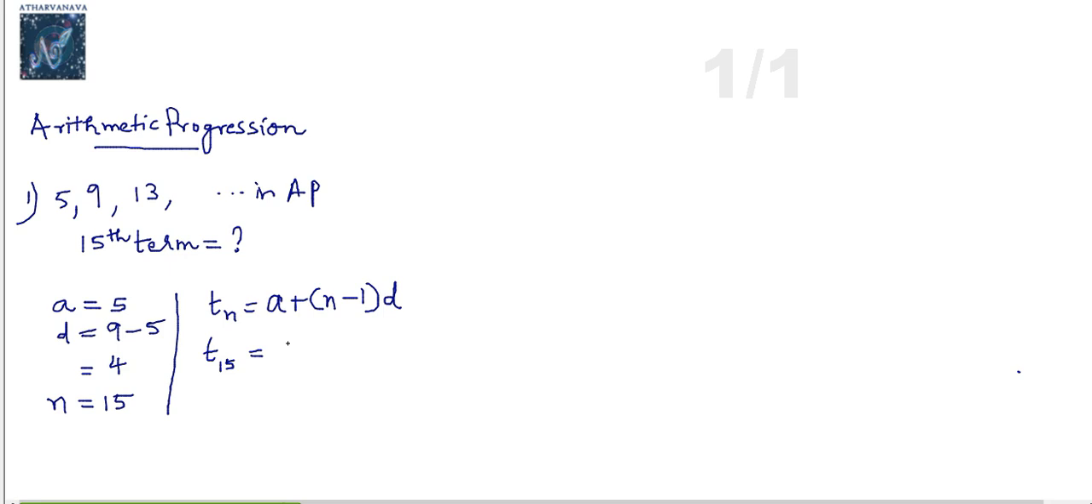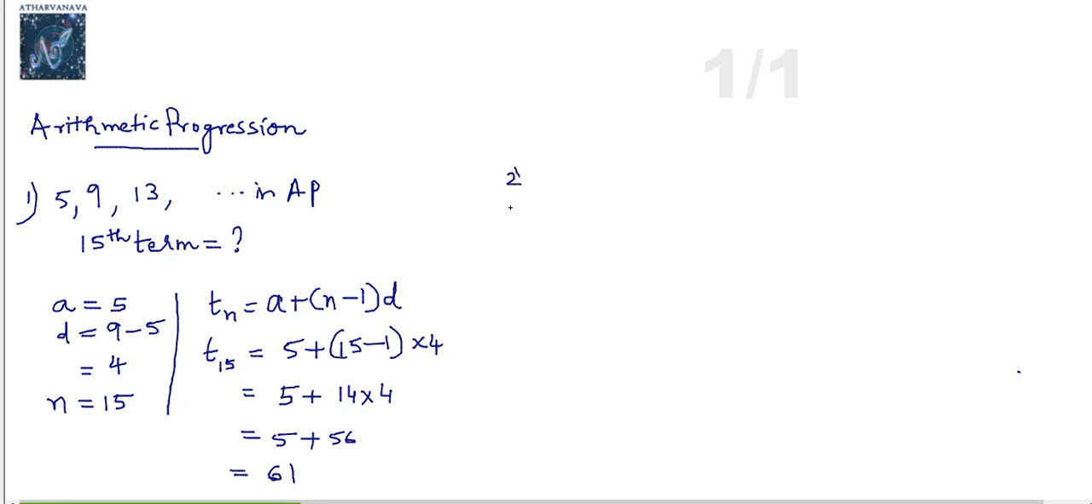So T15 is equal to 5 plus (15 minus 1) into 4. Okay, so BODMAS rule, please remember that. So 14 into 4. 14 into 4 is, 4 fours are 16, 4 ones are 4, so 56, plus 5, which is 61. So my 15th term is 61.